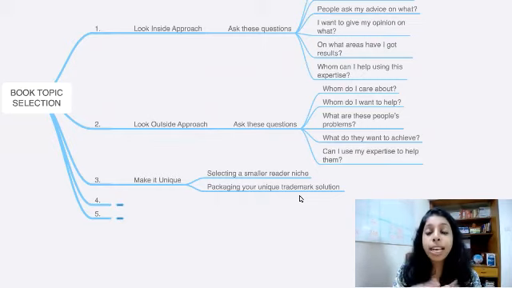One is you select a smaller reader niche. I will decide that my book is only for parents whose kids have just got married, because they have that empty nest syndrome, right? So I want to only focus on that. And I'm going to give them solutions to come out of any possible depression or things like that. So I'm really focused on those kind of parents. So that way, instead of catering to all kinds of parents, I'm narrowing them down.